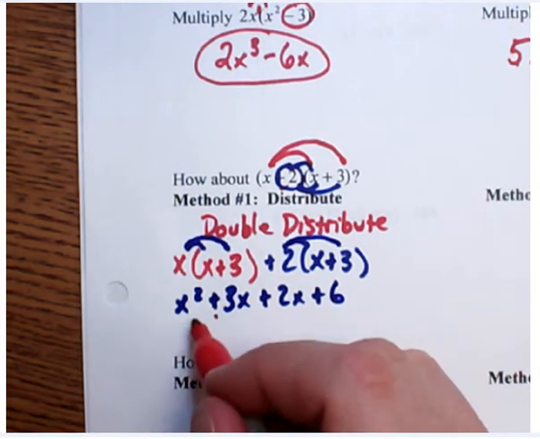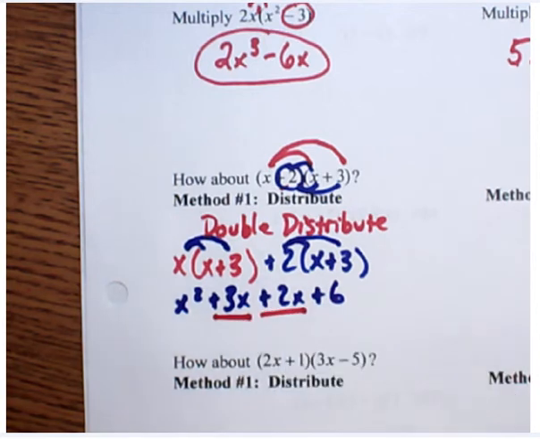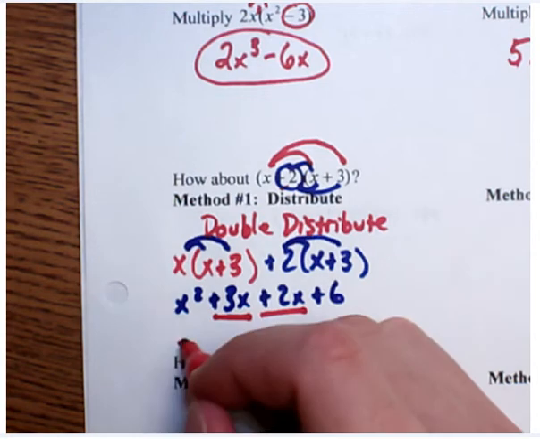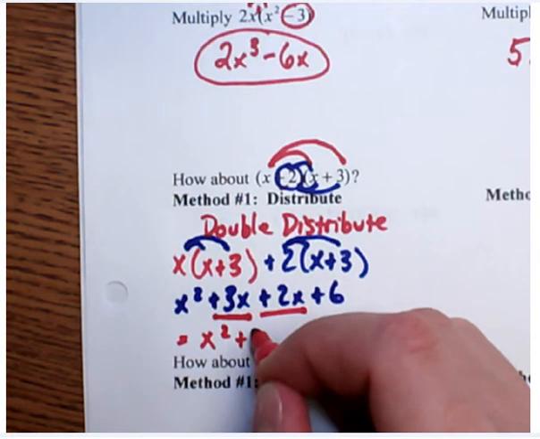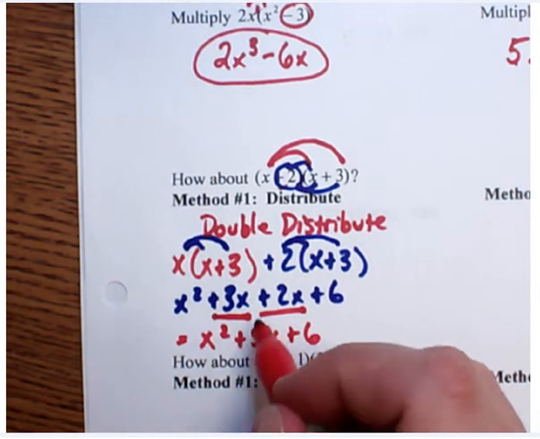Now, can you combine any like terms? You have positive 3x and positive 2x. You can put those together. You can add those. So you get x squared plus 5x plus 6. 3 plus 2 is 5x plus 6.